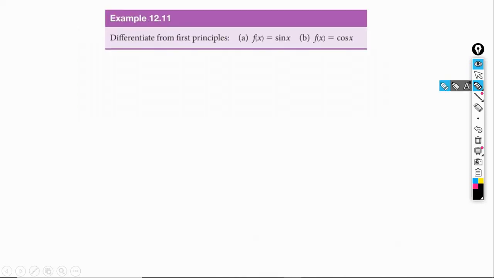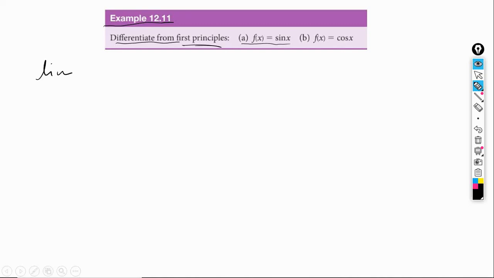Okay, so now we are on example 12.11, and it says differentiate from first principles. So whenever they say first principles, it means use the definition of derivative that Fermat came up with. And A, find the derivative basically of sine of x. I'm going to do A in the video, and you guys can do B later on because the procedure is pretty similar. So, because we're talking about first principles, we need to use the definition.